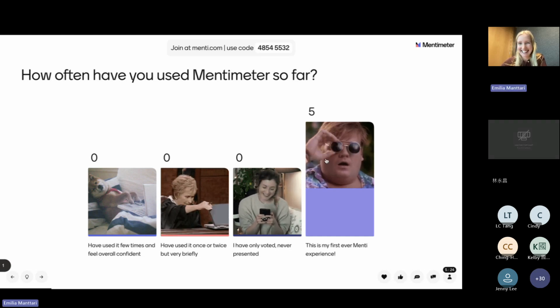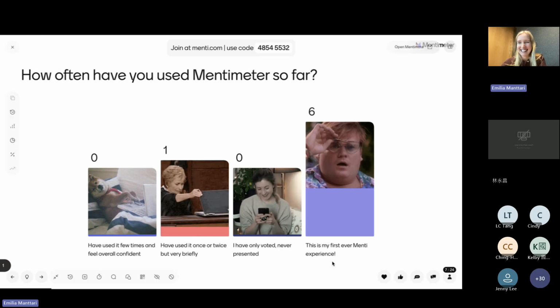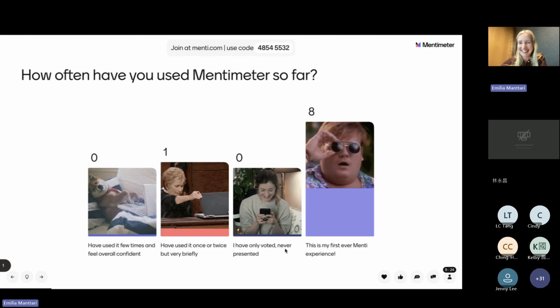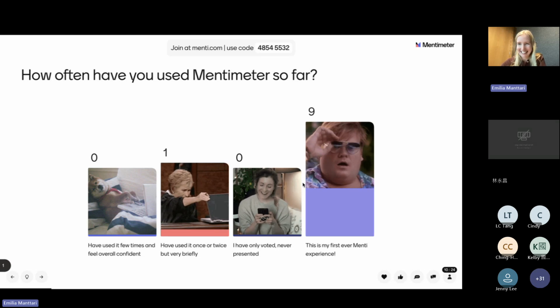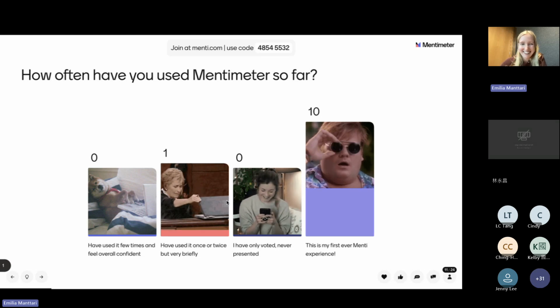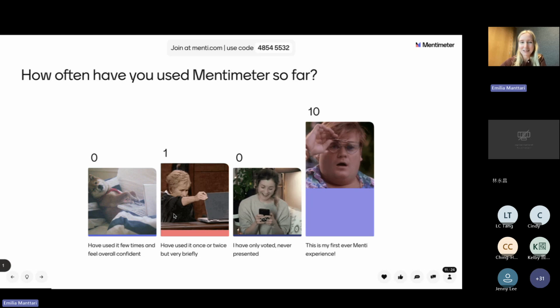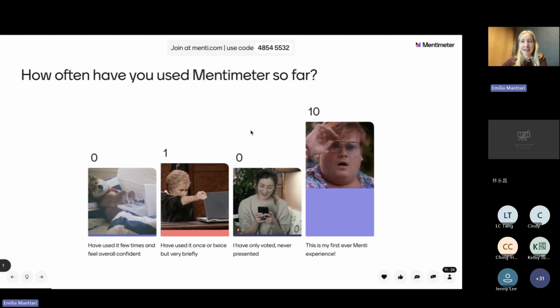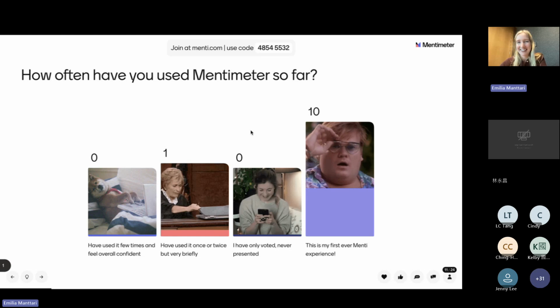Ooh, this is very exciting. We have a lot of people that are using Mentimeter for the first time ever. Really lovely to have you all join today's session. Looks like the majority of you are using Mentimeter for the first time. Welcome. Then we also have one person that has used Mentimeter once or twice, but very briefly. Great. For today's session, it's not necessary for you to know anything specific about Mentimeter. So if you are completely new to Mentimeter, that's completely fine.